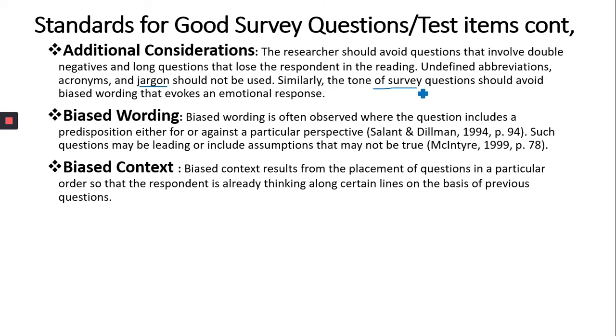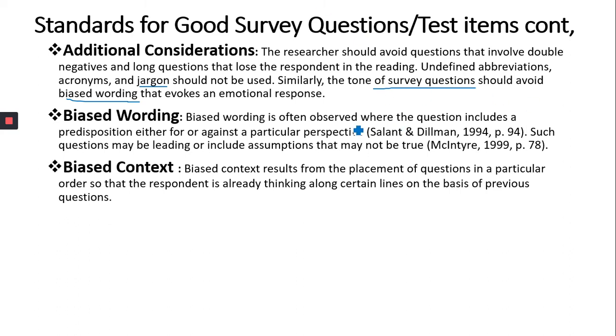The tone of survey questions should avoid biased wording. Don't go for a survey with vested interest. You must not even declare your interest. You go there and you say, given that the government has failed, it's you who thinks government has failed, not the respondent. You see, when you are going, don't have preconceived ideas. You are going to the people because you want to get the information. Don't tell them what to tell you or put words in their mouth.